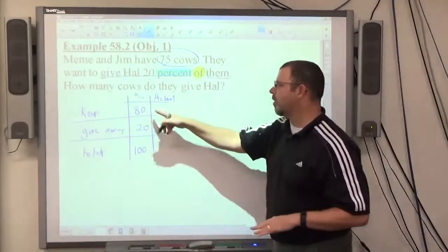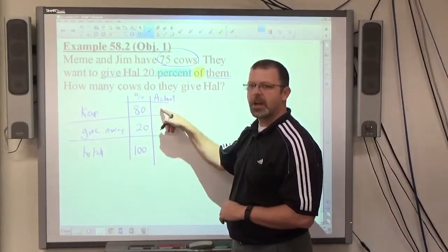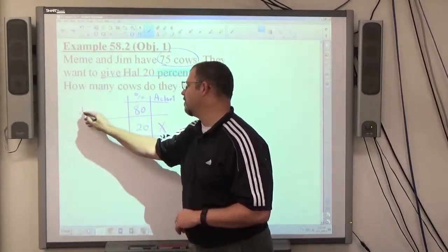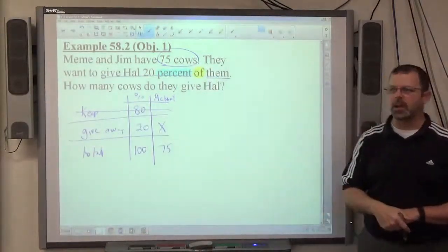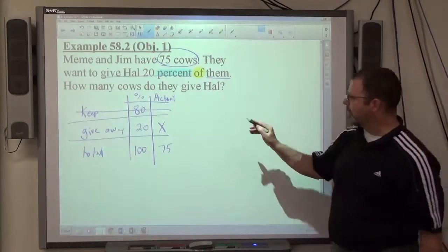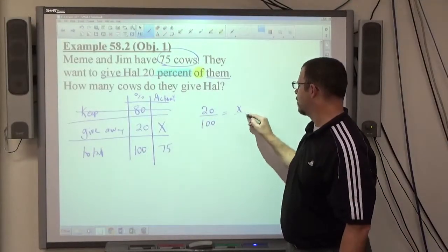Alright, the only reason I wanted to know that is what if it says how many cows do they keep? Then we'd have to figure out that answer, right? This says how many cows do they give Hal? We're looking for that answer. So even though this is true, it's not going to help us get the answer we're looking for. So 20 and 100 go in one fraction, and x over 75 goes in the other fraction.